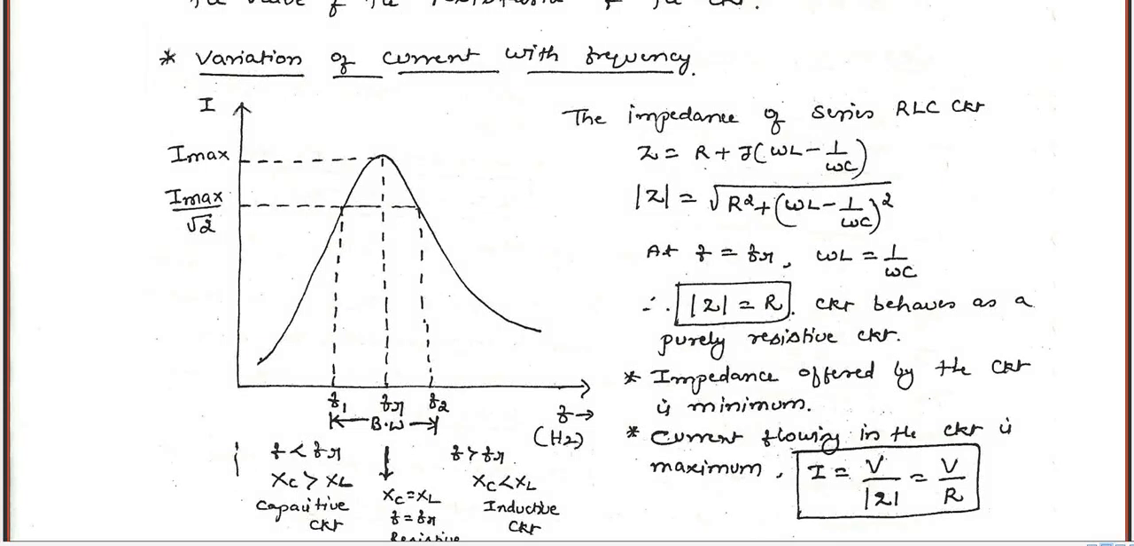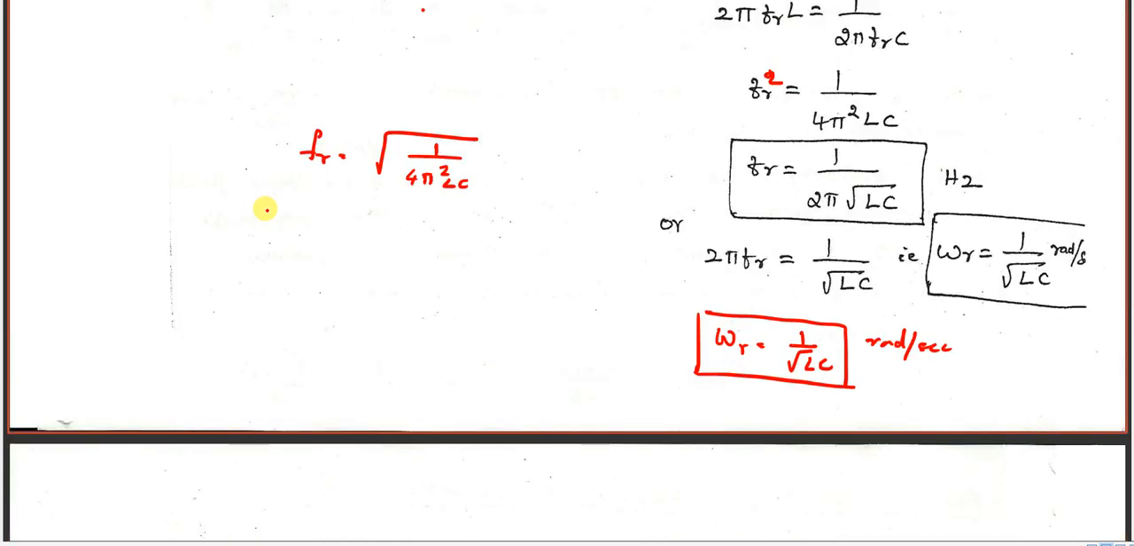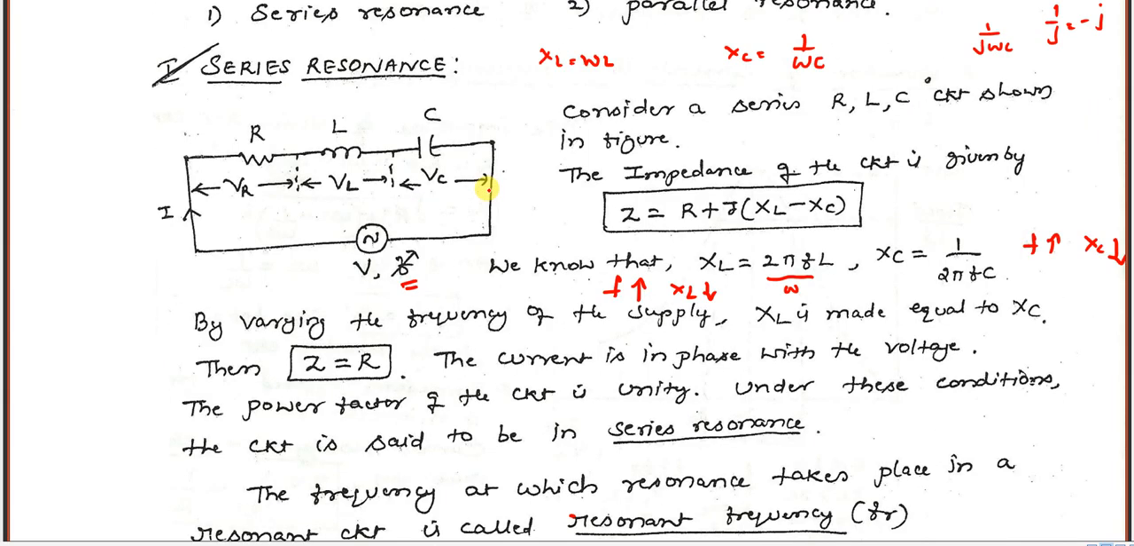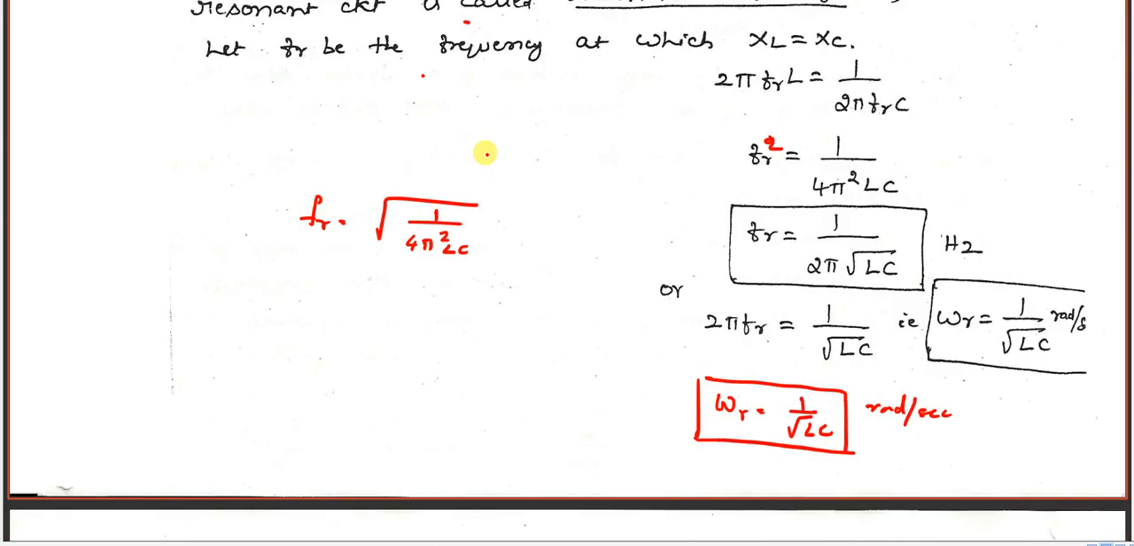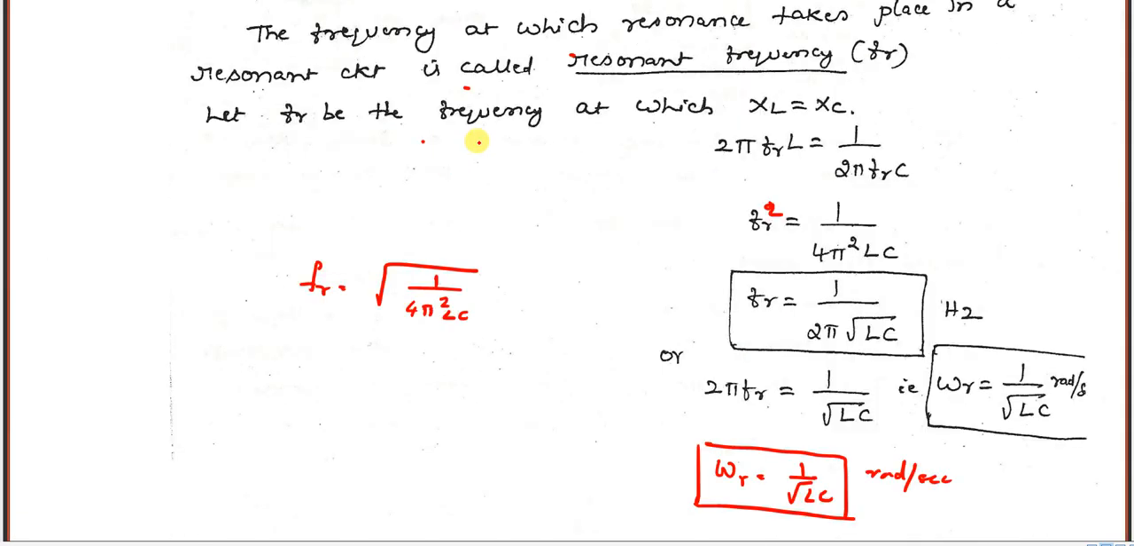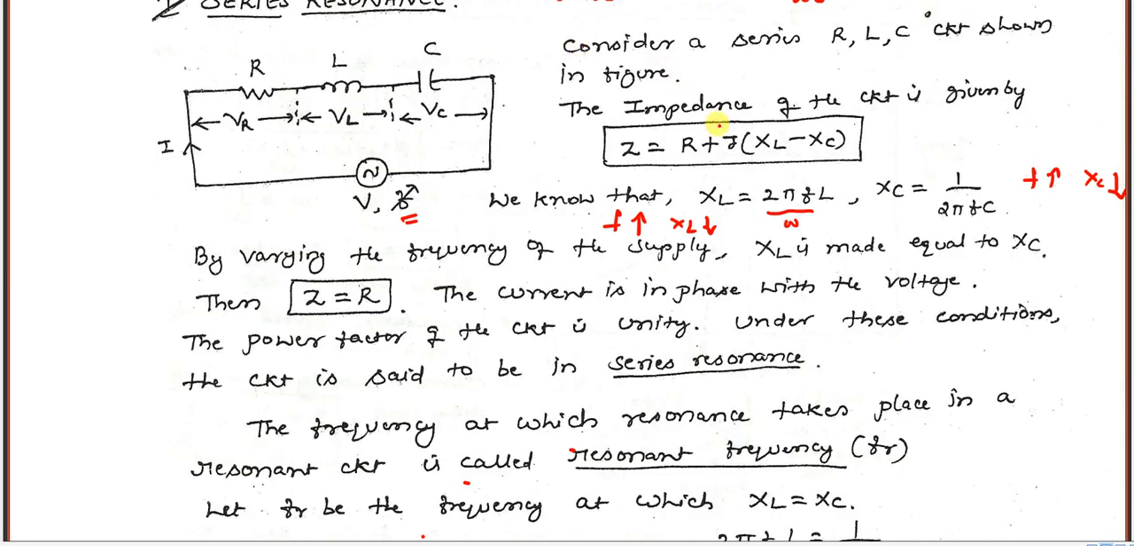Variation of current with frequency. So the x-axis is frequency, the y-axis is current, and we have the expression for current as I is equal to V by Z, where Z is equal to R plus j(XL minus XC).